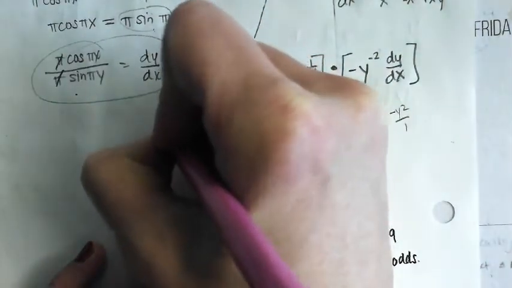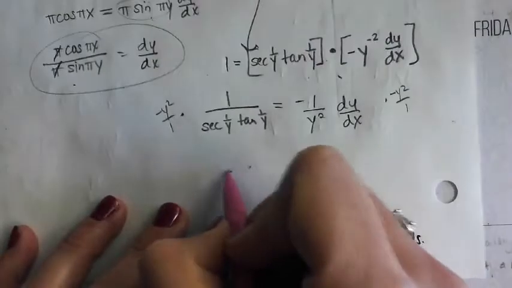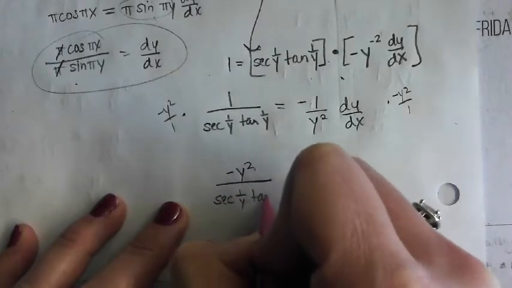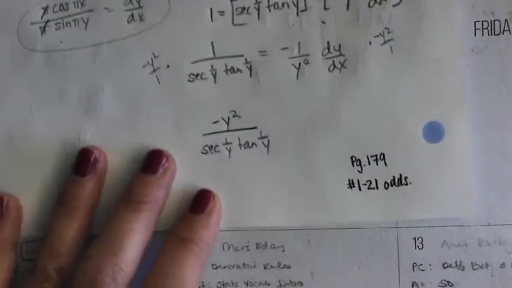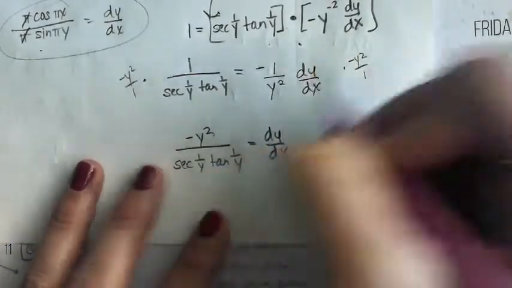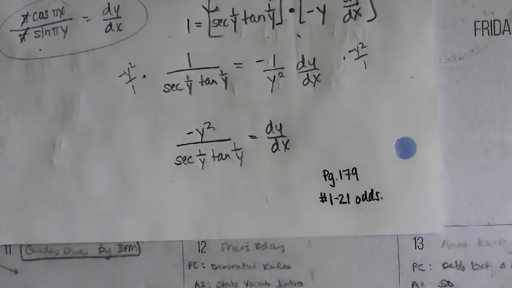So you're going to get negative y squared over secant 1 over y, tan of 1 over y. I will say on this one, with a secant in the denominator, that's the same as what in the numerator? Cosine, right? So they may write that as a cosine in the numerator. They may mess around with that a little bit, trig-wise.